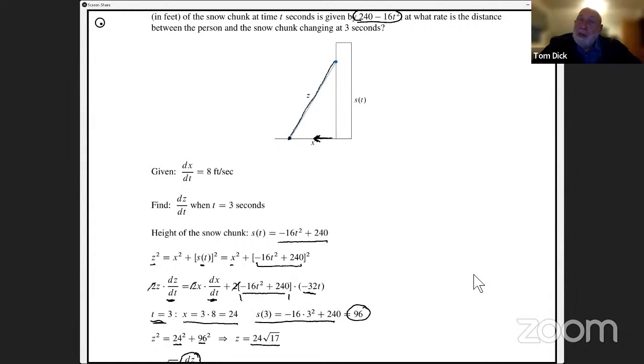Is there any way we could get x as a function of t? That would be the horizontal distance from the building. Well, your very first line there says dx/dt is 8 feet per second. So the derivative is a constant 8. That means my x is going to have to be 8t plus some constant. Well, we know when t equals 0, x is 0. So actually, x of t equals 8t is an explicit function for x in terms of t.